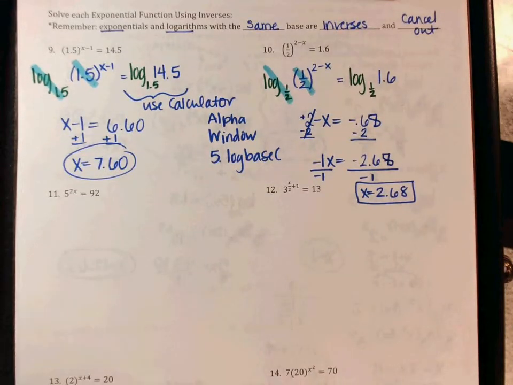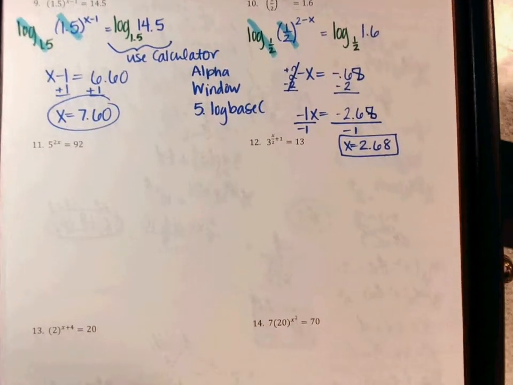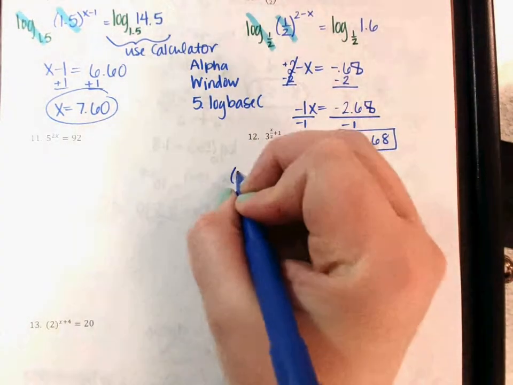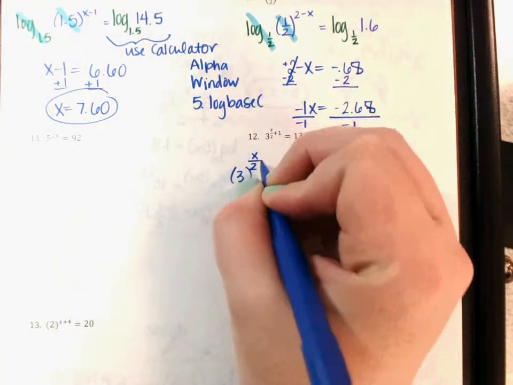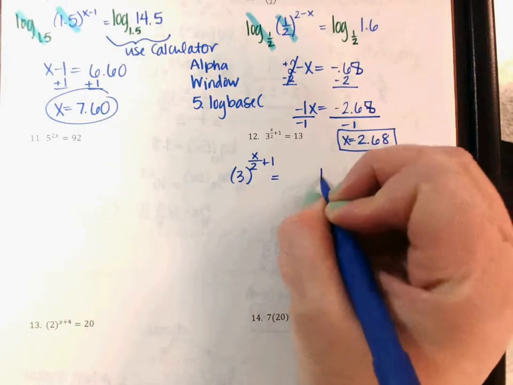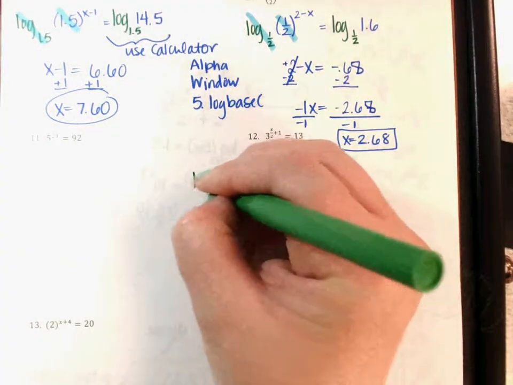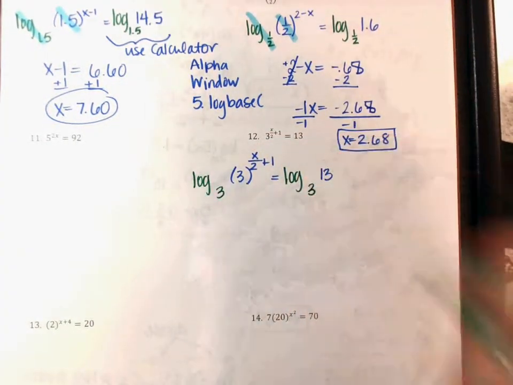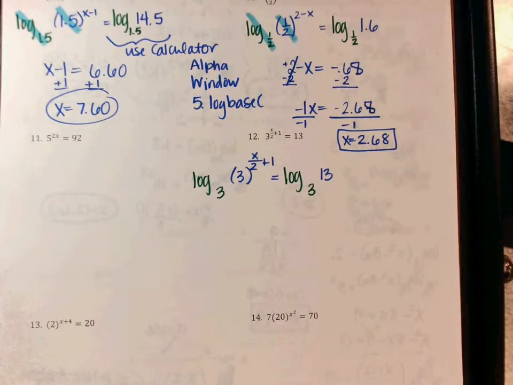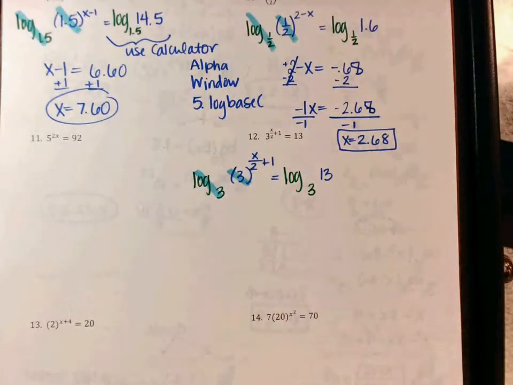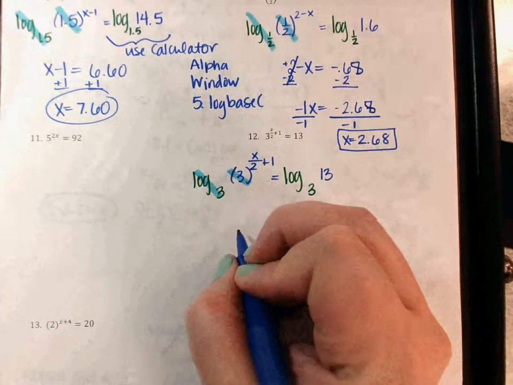Alright, skip 11. Since we already did this yesterday, let's go down to 12 with the fraction in it. Number 12, what would I do first? I'm going to have to log base what? Log base 3 both sides. So I'm going to log base 3 the 3, and then I'm going to log base 3 the 13. Then the log 3 and the 3 cross out with each other. X over 2 plus 1 is going to get to move down now that the 3 is out of the way.